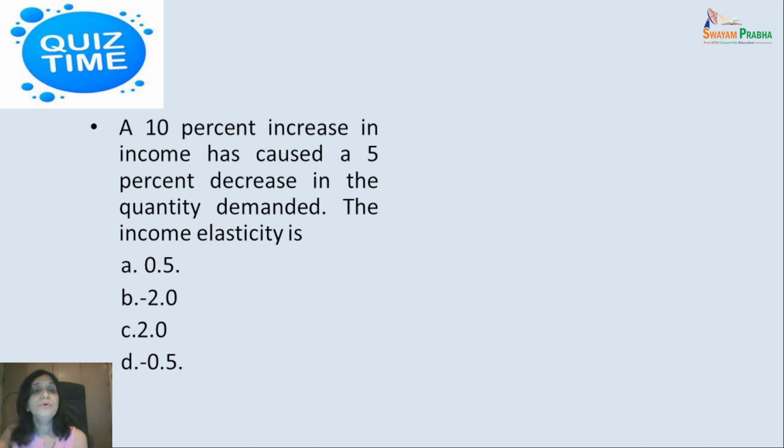What are we going to do? We are going to say that income elasticity is minus 5% divided by 10%, because there is a decline in quantity demanded. Minus 5 by 10. What will the answer be? The answer will be minus 0.5. And what type of good is it? Is it a normal good or an inferior good? It is an inferior good, because with your increase in income, you are buying less of it.